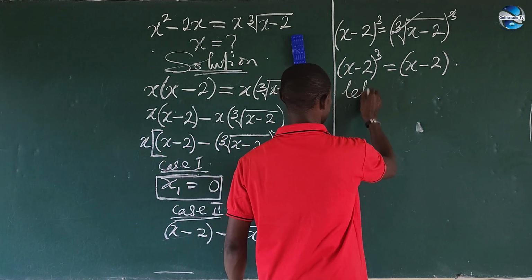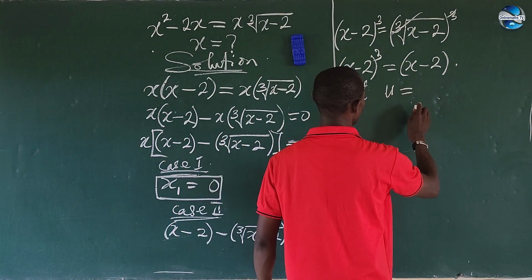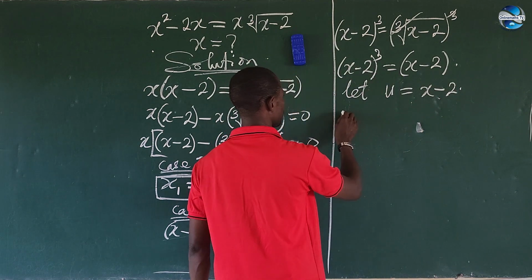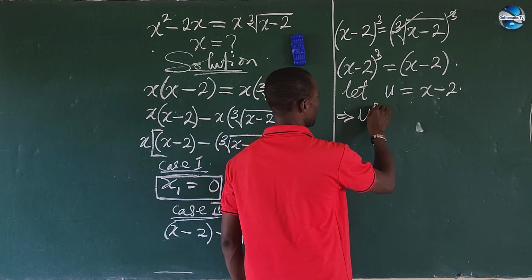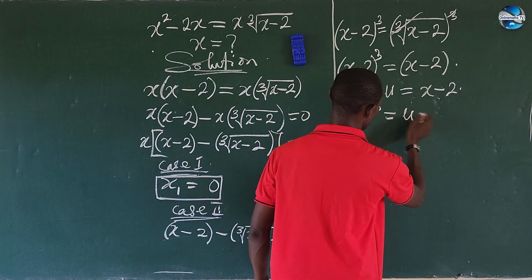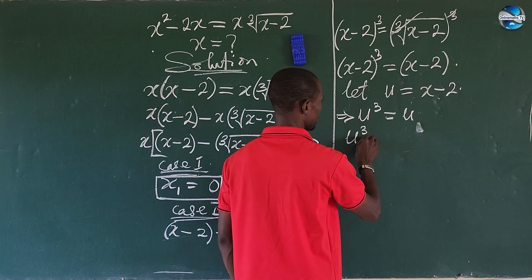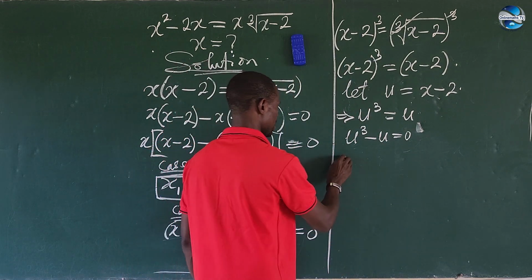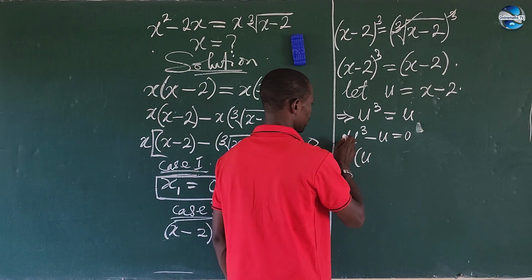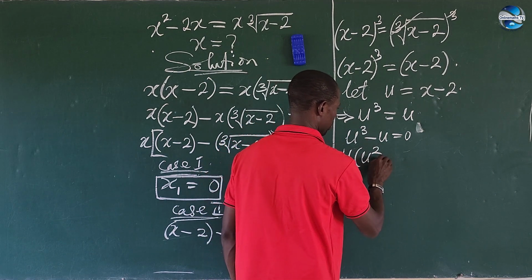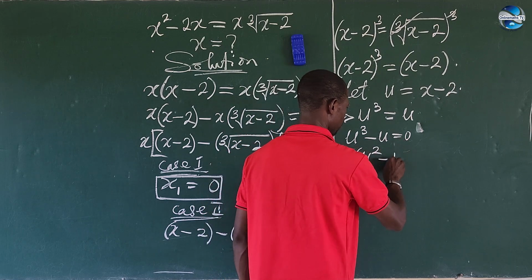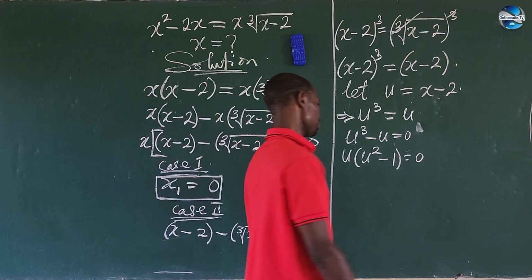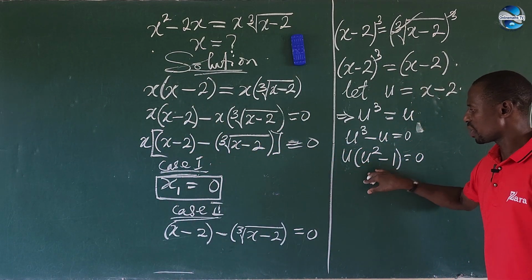So from here, let u be equal to x minus 2. This now implies that u to the power of 3 is equal to u. Move this to this side, so we now have u to the power of 3 minus u equal to 0. Factor out u from this, so we have u bracket u to the power of 2 minus 1, equal to 0. Remember the zero product rule we made use of the other time? Then we equate this to 0, equate this to 0.